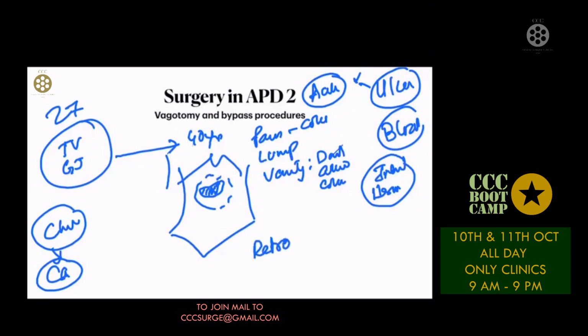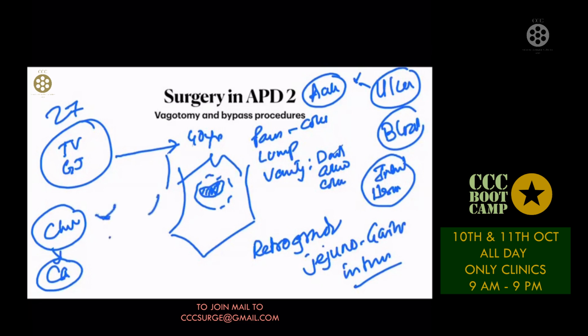The answer is retrograde jejunogastric intussusception. Clear? So the answer is, at the GJ site, the jejunum has gone inside. You do an X-ray or a barium study, you are going to find a beautiful loop superimposing on the stomach. And this is a retrograde jejunogastric intussusception.